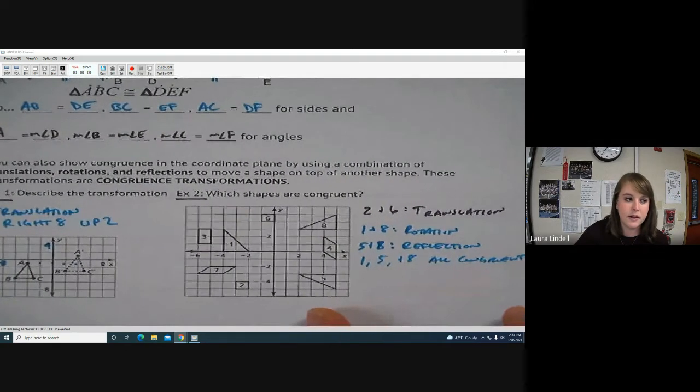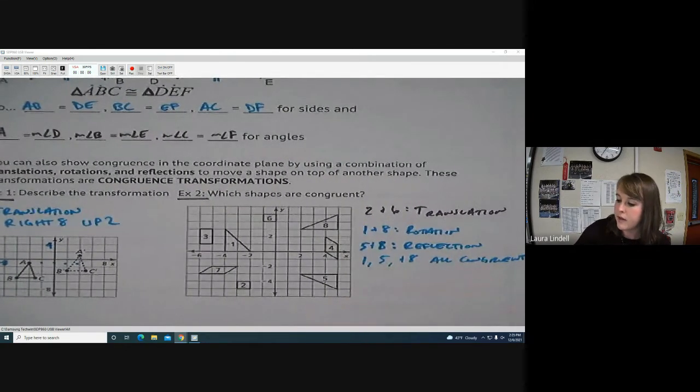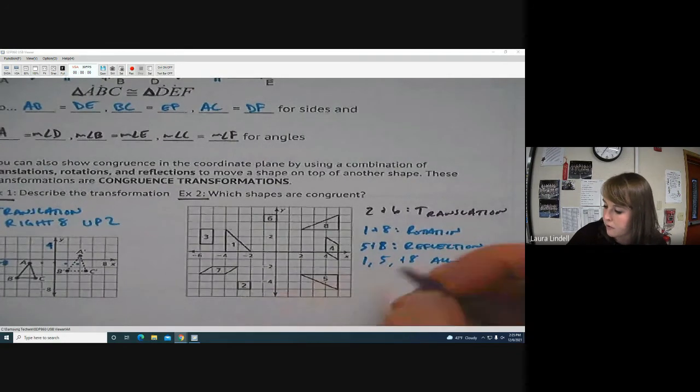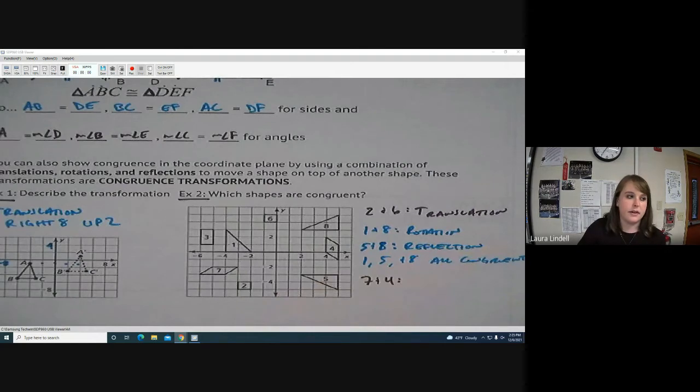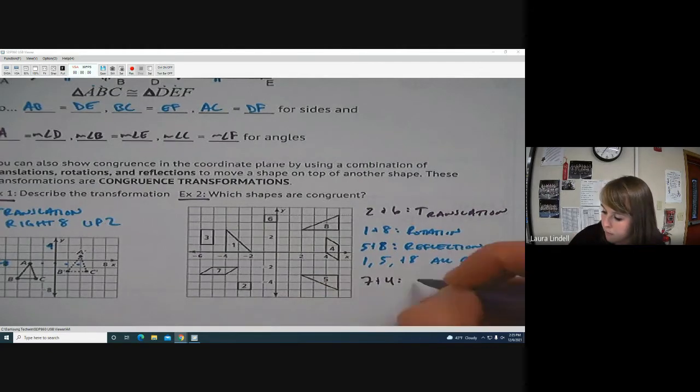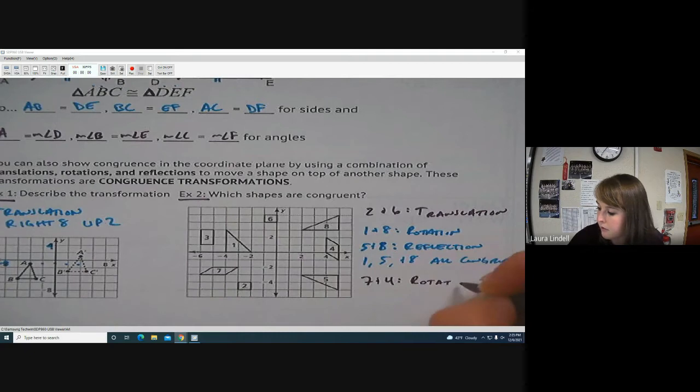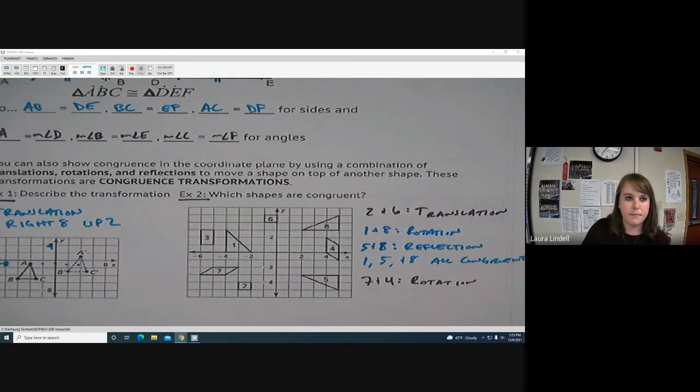Anyway, otherwise, there is one more on here. It is 7 and 4. And 7 and 4 is another rotation. Technically, you'd probably also have to translate the shape a little bit once you rotate it. But saying that one is a rotation of the other is good enough for this particular type of problem.